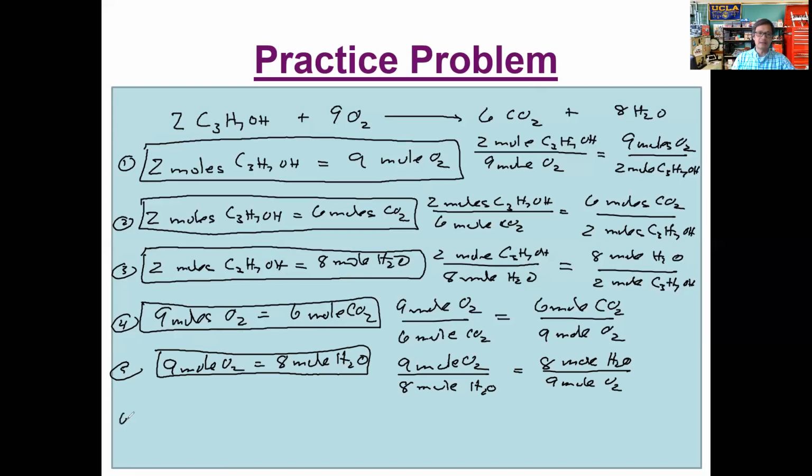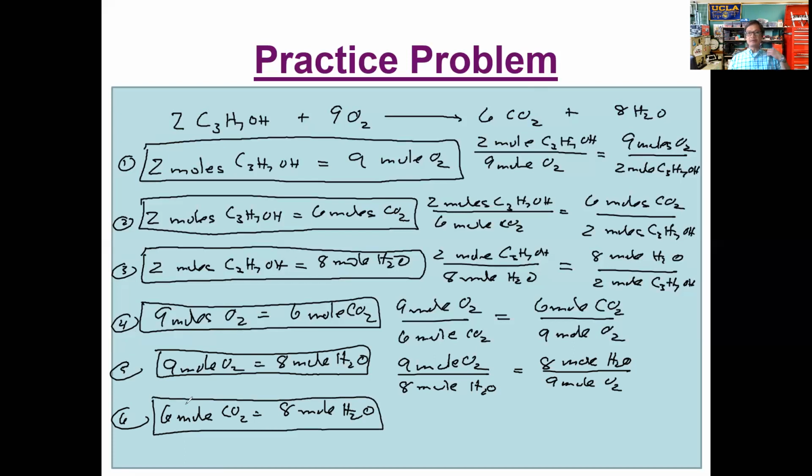Okay, so let's go ahead and write that down. We have then 6 moles of carbon dioxide, CO2, and 8 moles of water. Okay, all right, so what are we saying here? That if 6 moles of carbon dioxide forms, and we had enough reactants, we will form exactly 8 moles of water.